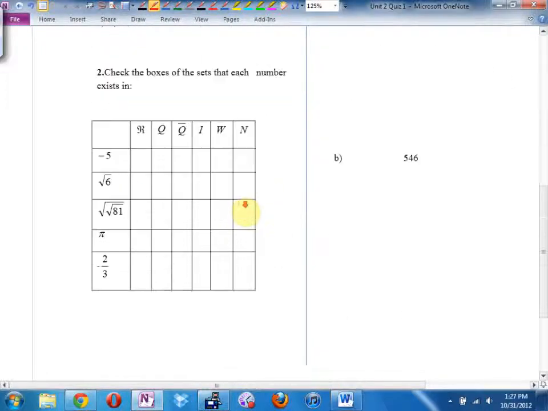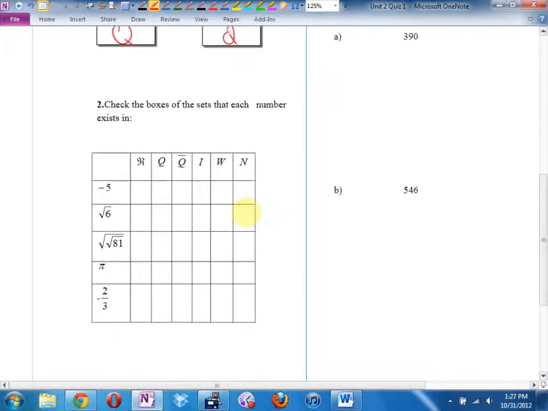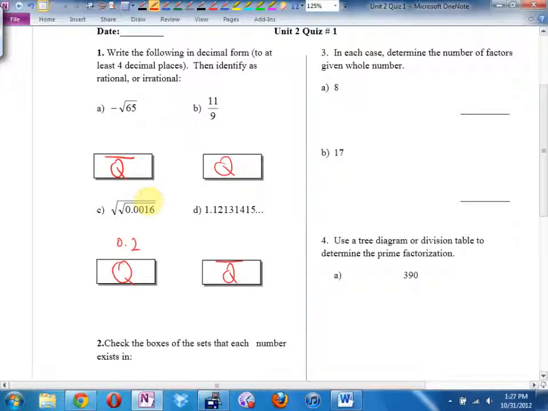Number 2 says, check the boxes of the sets that each number exists in, 1 mark for each of those. For 1D, isn't it rational because it goes like 1, 2, 1, 3, 1, 4? Nope. Is there a repeating set of numbers? No.